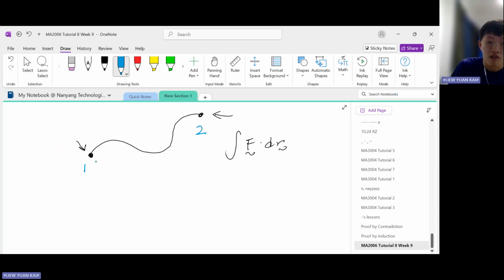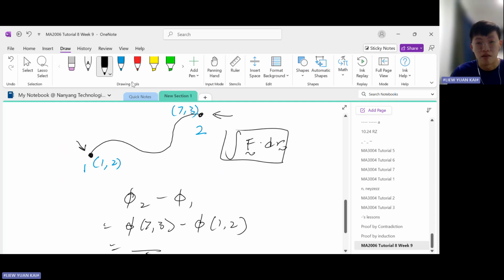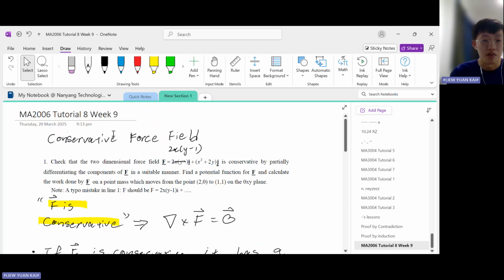Suppose the coordinates of this point are 1, 2, and the coordinates of this point are 7, 3, just as an example. Once I have found the potential function, instead of doing the line integral, which could be complicated, I can calculate phi 2 minus phi 1. In this case, it is phi at the coordinate 7, 3 minus phi at the coordinate 1, 2. This will give you the work done, which is much simpler than doing a line integral. So we can hop into this question and see what I'm talking about.